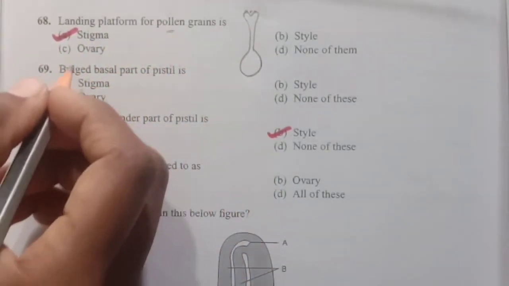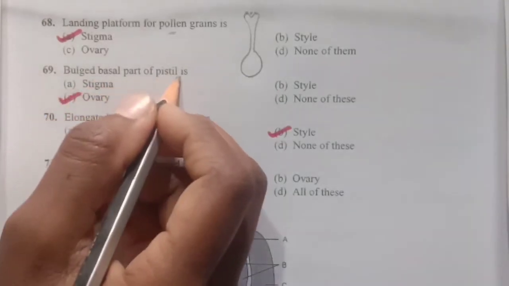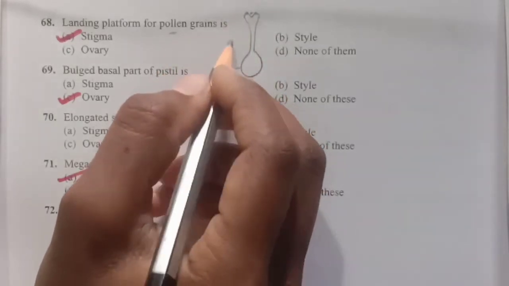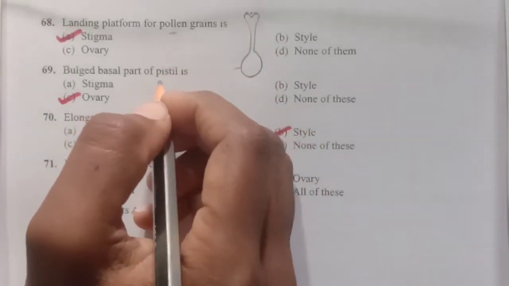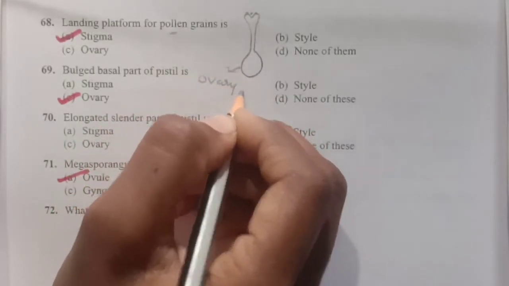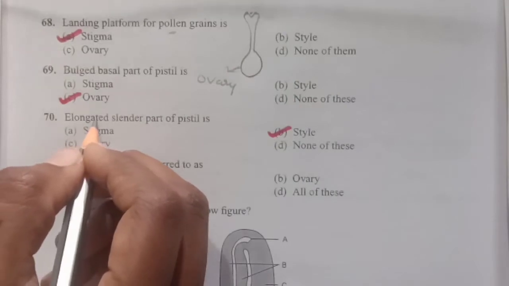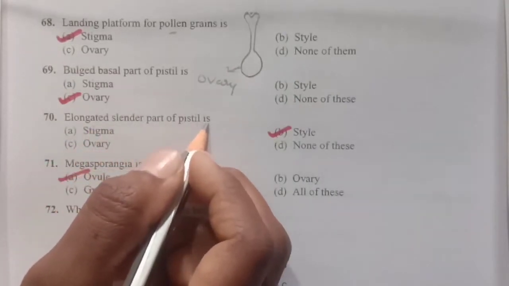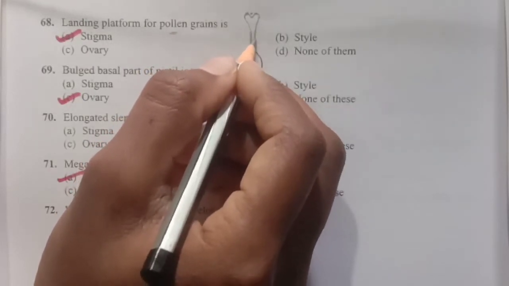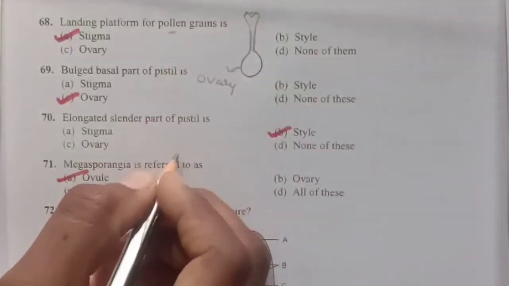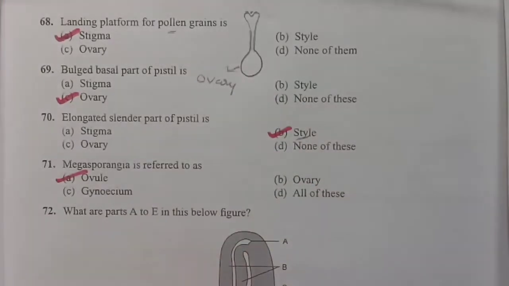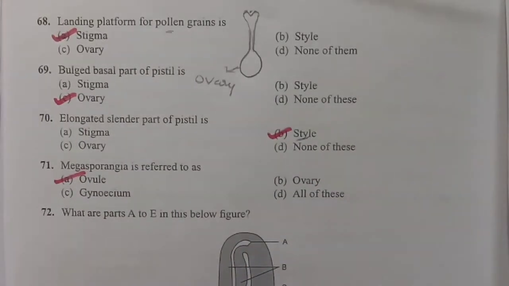And next question, the bulged basal part of the pistil is. This complete thing is called the gynoecium or pistil. So the bulged basal part of the pistil is known as the ovary. And next one, the elongated slender part of the pistil is. This slender part of the gynoecium or pistil is known as the style. The slender and elongated portion of the gynoecium is called the style.